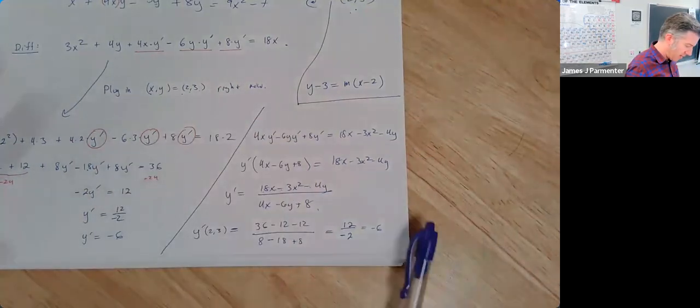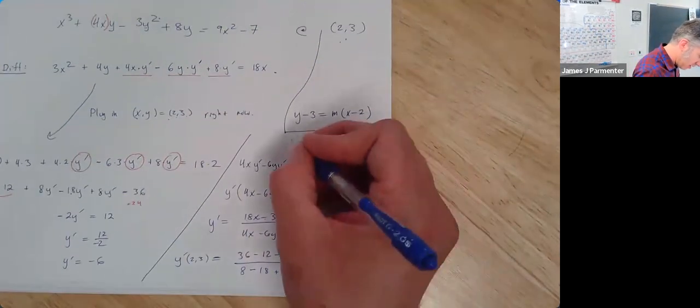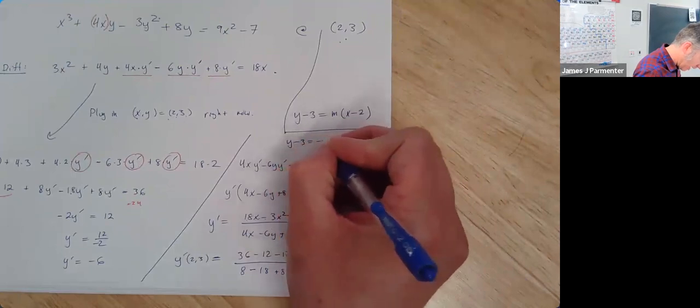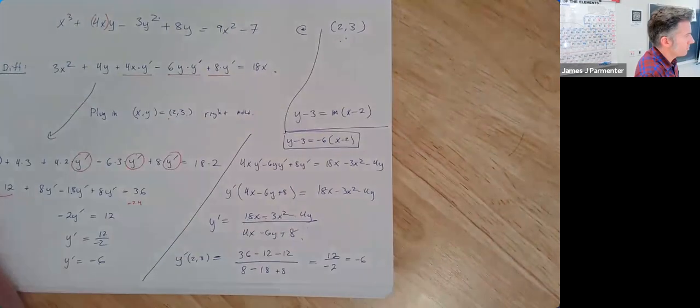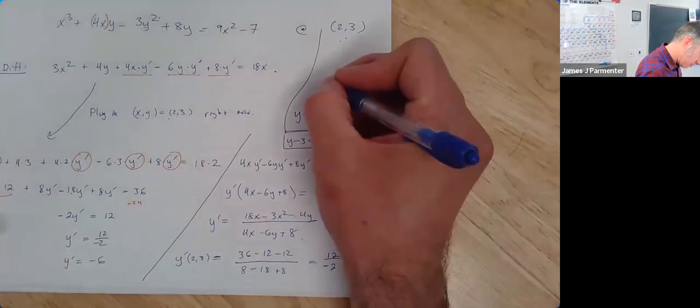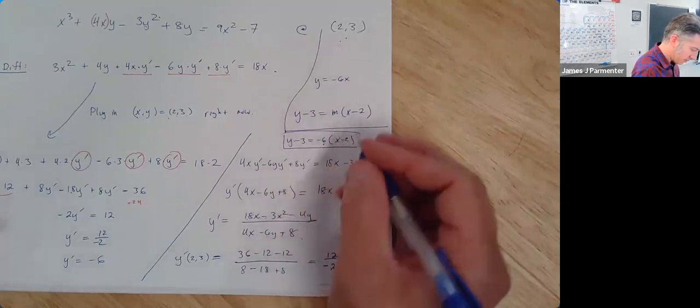But then after we've done that, we can go back and say, okay, if you have to find the equation of the tangent line, the equation of the tangent line is going to be y minus 3 equal to -6 times x minus 2. Or solving for y, y equals -6x plus 12 plus 3, which is plus 15.